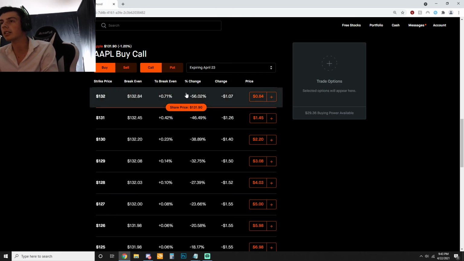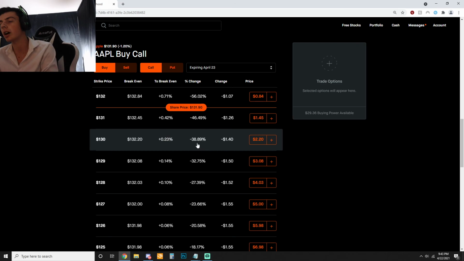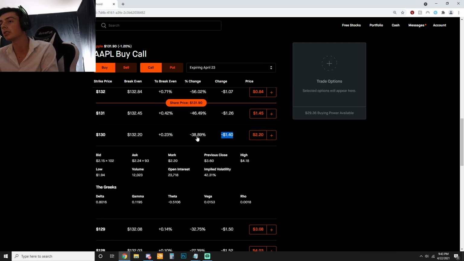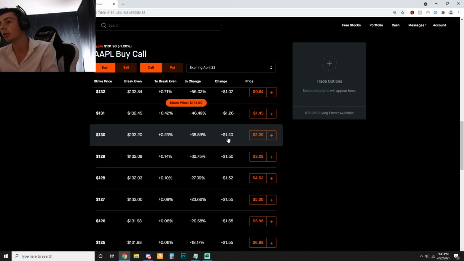And obviously the other things right here are pretty self-explanatory. The percent change is just how much the option decreased today, or how much the option lost. So it went down 38%, or $1.40 per contract, so a $140 decrease because it's times 100 again. And so that's actually pretty crazy. That's a huge decrease.